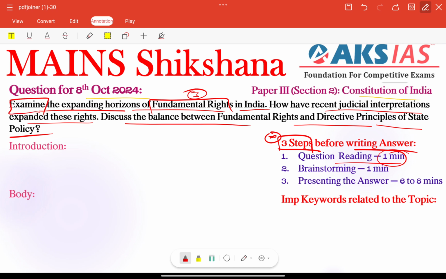Examine is a very important question tag here. So, expanding the horizons of fundamental rights in India; how is another keyword and also question tag. Next, discuss is very important here. We need to focus on providing each and every piece of information regarding the keywords. Expanding horizons of fundamental rights is the first important keyword we need to mention. How have recent judicial interpretations expanded these rights? We need to focus on this keyword.